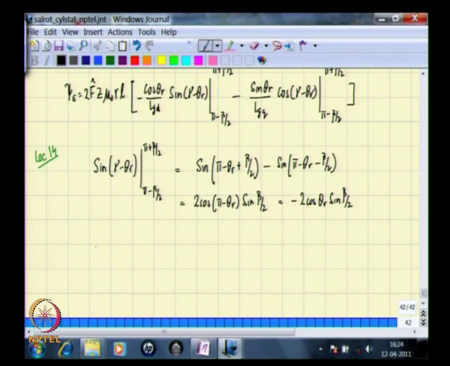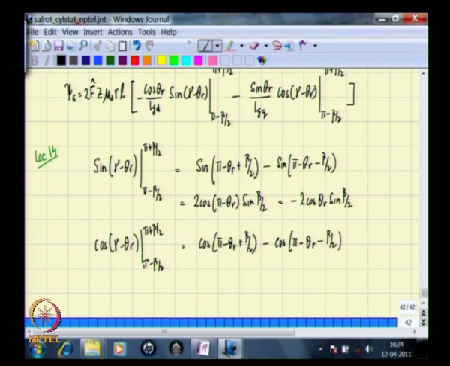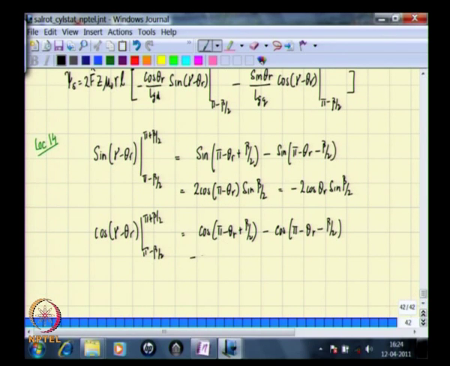The second part of the expression can then be written as cos of gamma minus theta r going from pi minus beta by 2 to pi plus beta by 2, which is cos of pi minus theta r plus beta by 2 minus cos of pi minus theta r minus beta by 2. This is of the cos a plus b minus cos a minus b form. So that is nothing but minus 2 sin of pi minus theta r sin beta by 2.